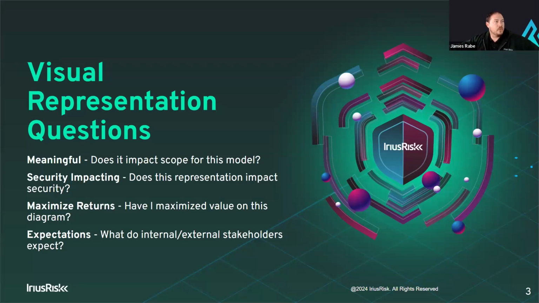And lastly, what do internal, external stakeholders expect, right? Obviously, it's great to have an opinion about what's important in your diagram, but if your boss or an auditor expects something particular, you're going to have to obviously meet those expectations. Now, in an ideal situation, we know what those expectations are because they've been documented and communicated by senior leadership. So that's something to take into consideration to make sure we've actually got those things documented.